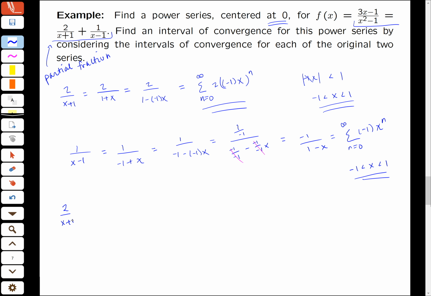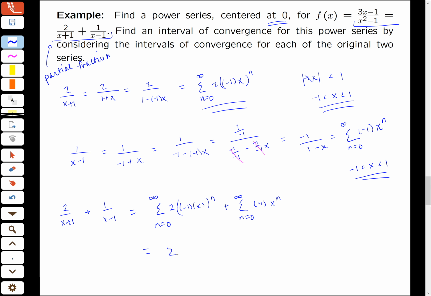2 over x plus 1 plus 1 over x minus 1 is going to be the sum n equals 0 to infinity 2 times minus 1 times x to the n plus the sum n equals 0 to infinity minus 1 x to the n. Notice we can combine our x to the n's. We have this x to the n right here and this x to the n right here. I'm going to combine them into one series and factor out that x to the n. We're going to do that all in one step.